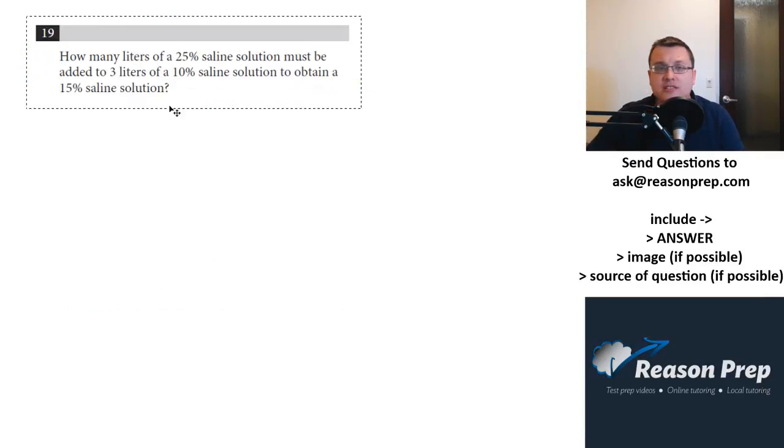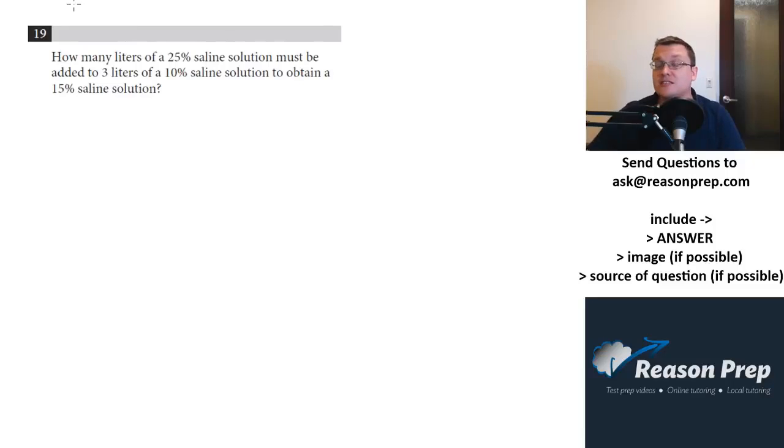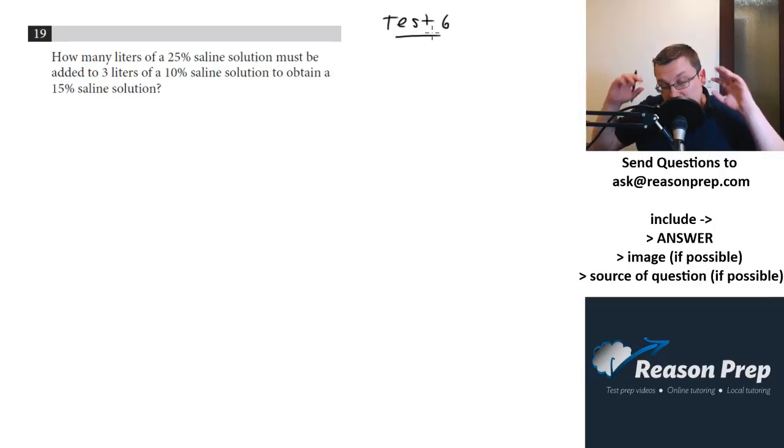Okay, so let's do this question. Again, if you haven't seen this test, this is test 6, official SAT. I recommend not watching this. Or you can kind of not listen to me and try it on your own first if you want to do that. So how many liters of a 25% saline solution must be added to 3 liters of a 10% saline solution to obtain a 15%?